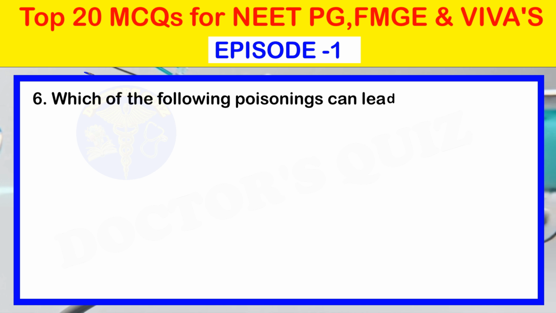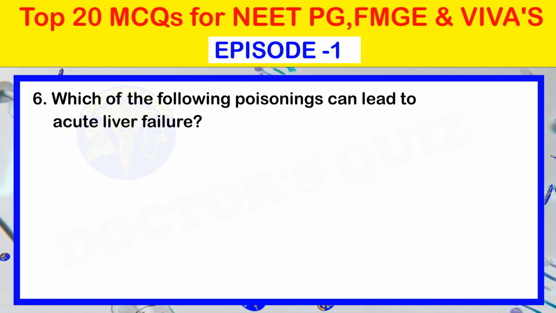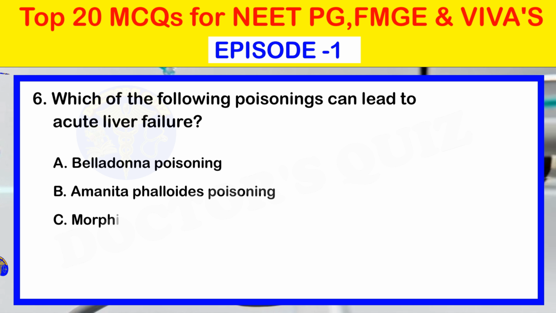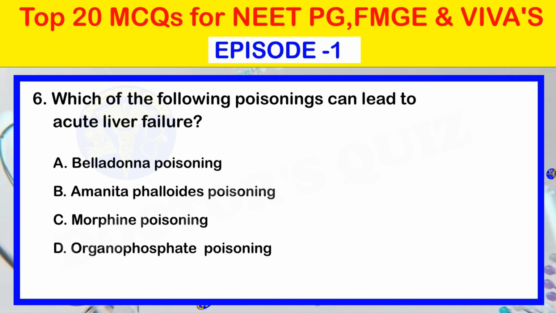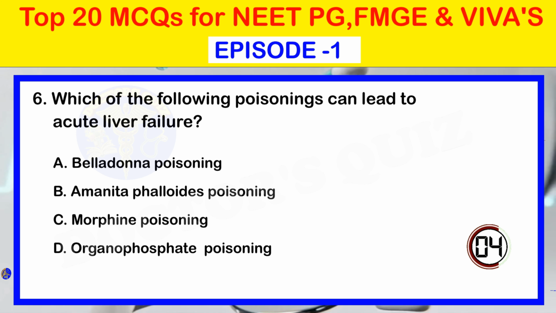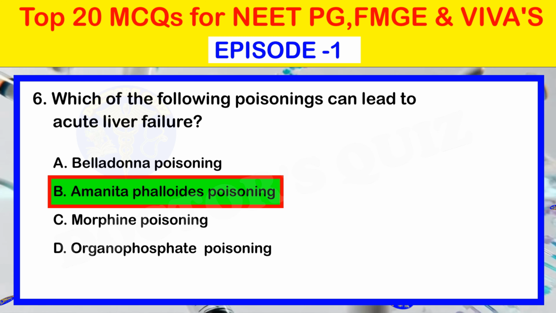Which of the following poisonings can lead to acute liver failure? Options are belladonna poisoning, Amanita phalloides poisoning, morphine poisoning, or organophosphate poisoning. Answer is option B, Amanita phalloides poisoning.